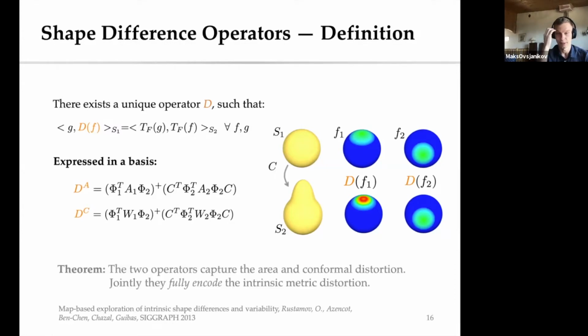And we also have a theorem that basically the two operators, so one that encodes the distortion of the area and another one that encodes the distortion of the angles, they fully encode the intrinsic metric distortion, okay? So this is something that we introduced in the shape difference paper in 2013. And then the idea was, well, can we use this for shape interpolation, for example?